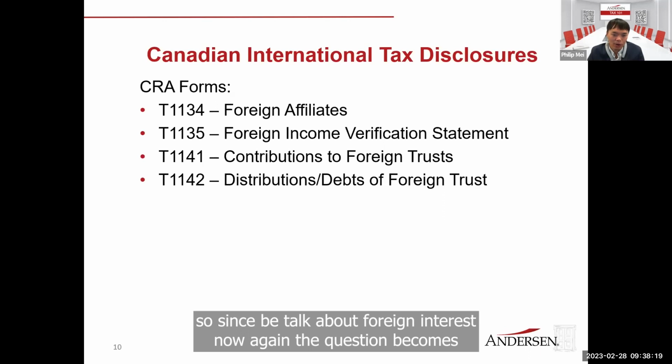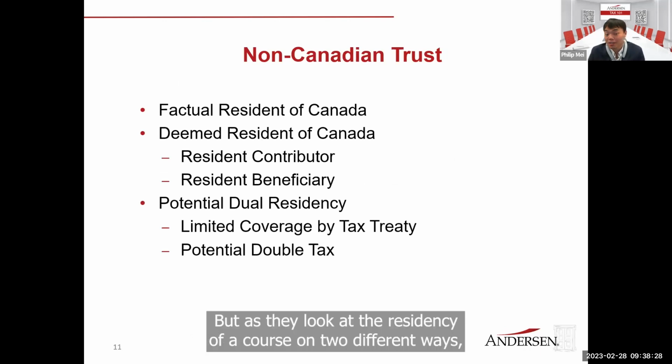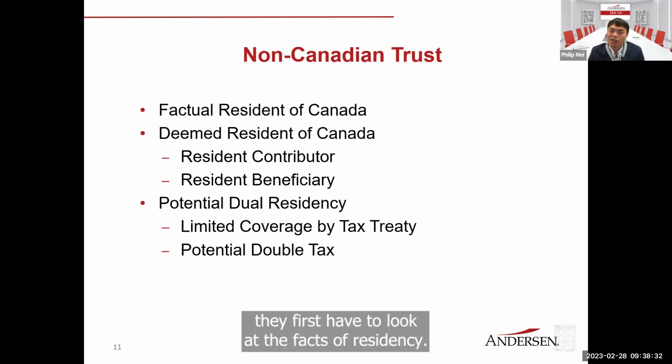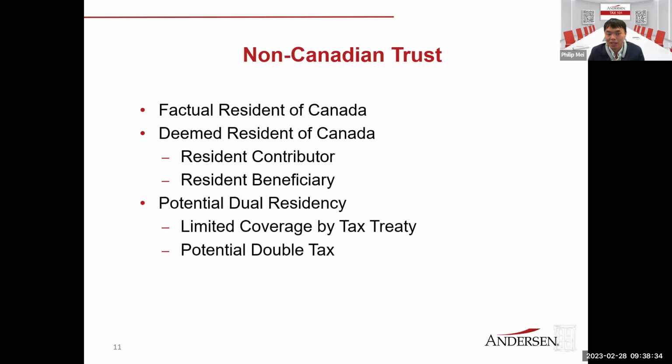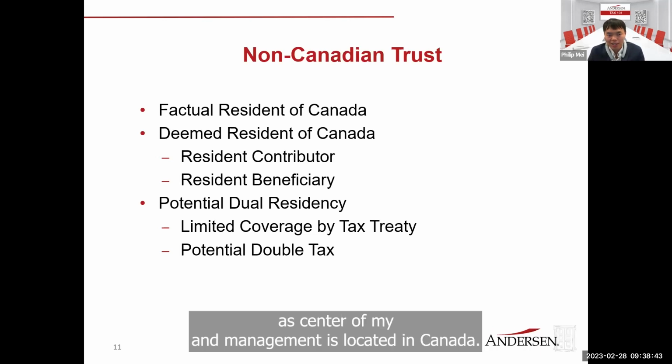So since Kathy talked about foreign trusts, now again, the question becomes, what is a foreign trust for Canadian purposes? For Canadian tax purposes, they look at the residency of a trust in two different ways. They first have to look at the factual residency. So a factual resident trust of Canada basically means the trust's center of mind and management is located in Canada.